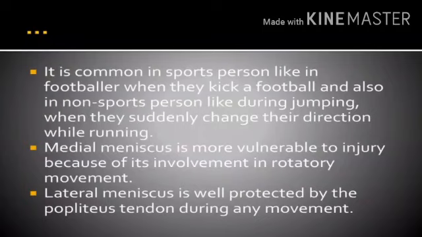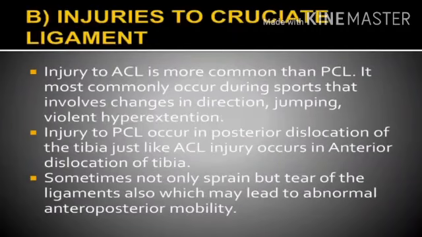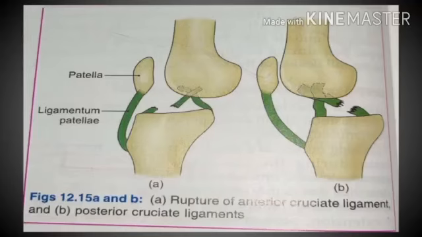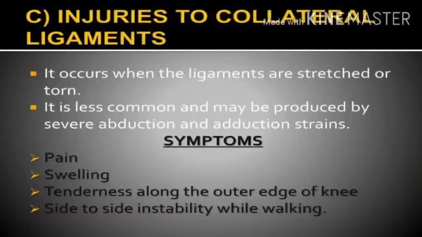Injuries to cruciate ligament. Injuries to anterior cruciate ligament are more common than PCL because PCL is stronger. It most commonly occurs during sports that involve changes in direction, jumping, violent hyperextension. Injuries to PCL occur in posterior dislocation of the tibia, just like ACL injury occurs in anterior dislocation of the tibia. Sometimes not only sprain but tear of the ligament also occurs, which may lead to abnormal anteroposterior mobility. So here you can see how the injury to cruciate ligament looks like.